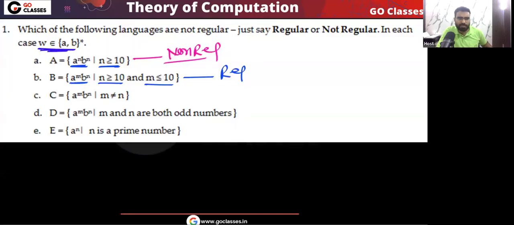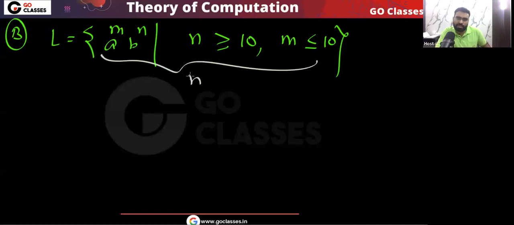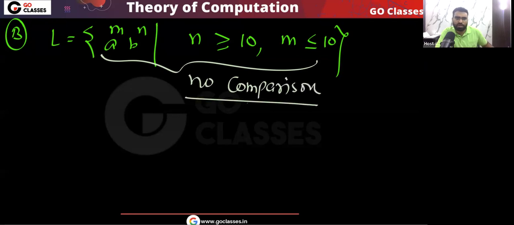Option B is saying, in option B you have, this is the language a power m, b power n, where remember n is greater than equal to 10 and m is less than equal to 10. Okay, is this clear? So can I say this is finite language? Let me know. First of all, there is no comparison between m comma n. So easily you can see this is regular.